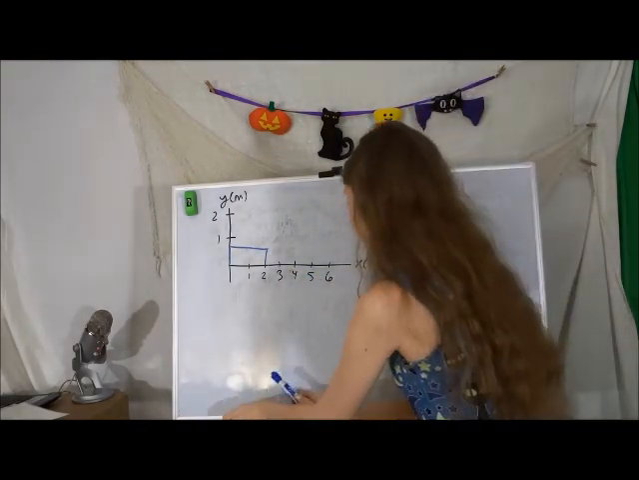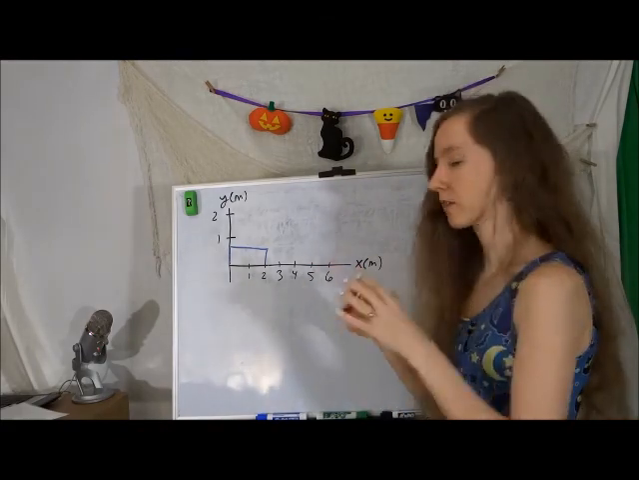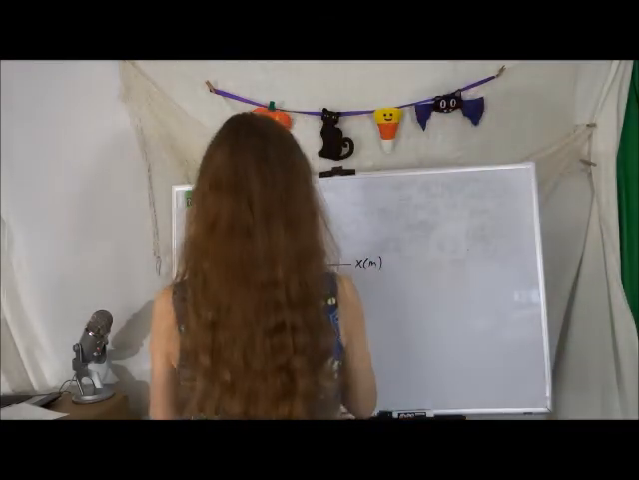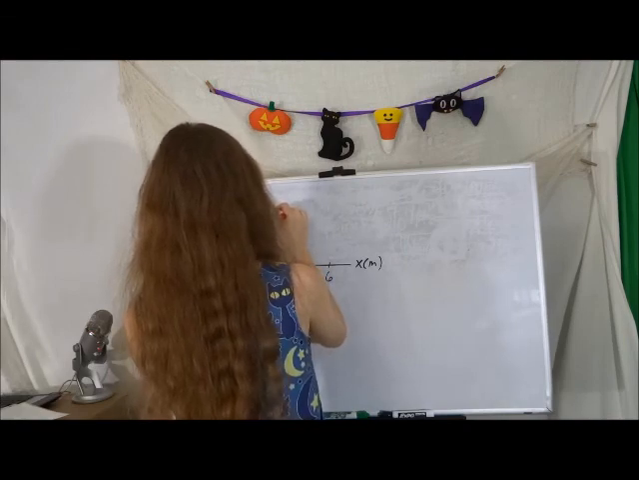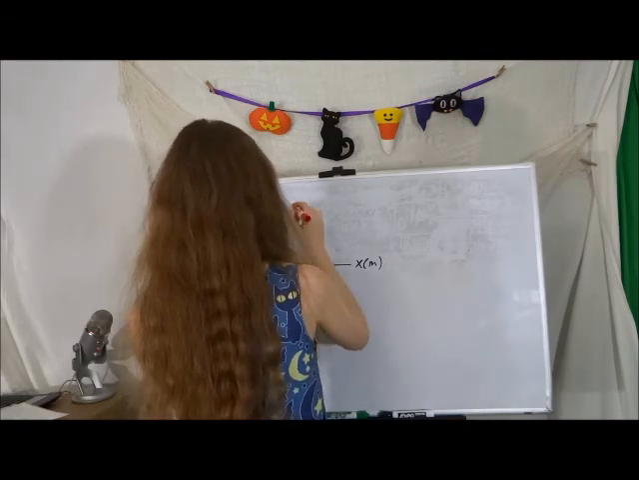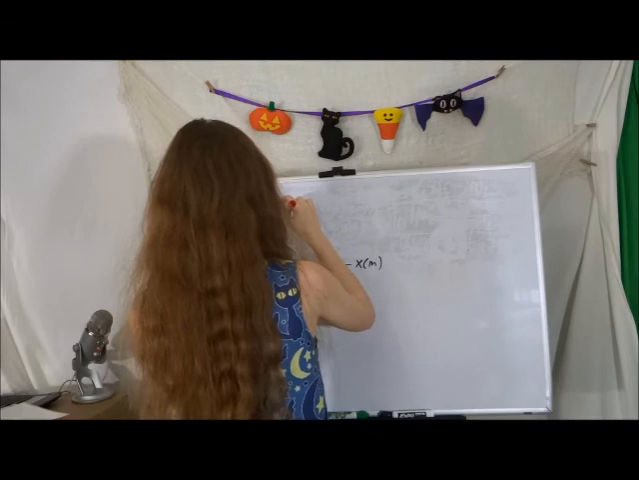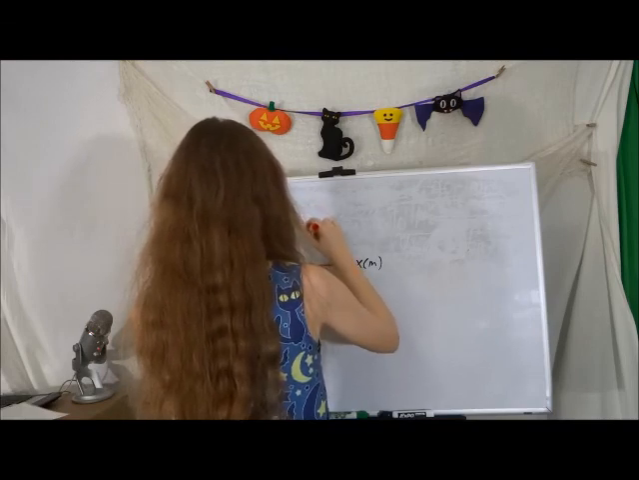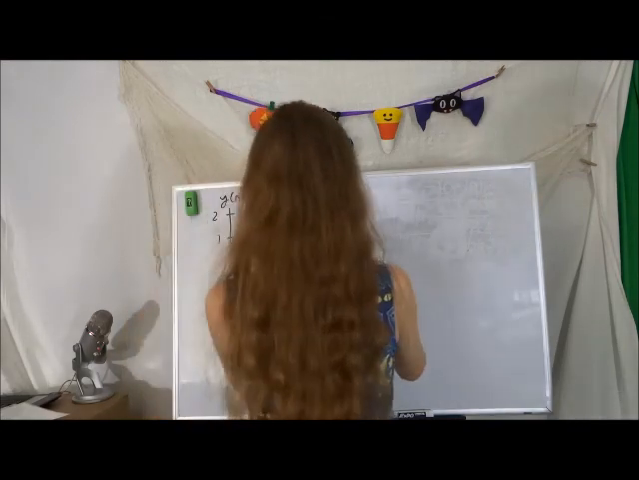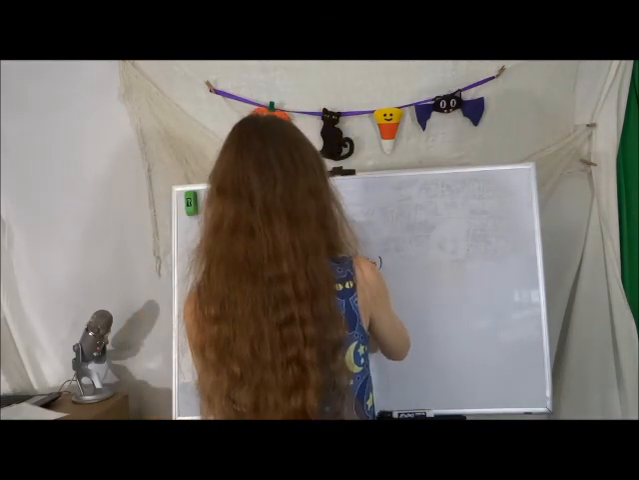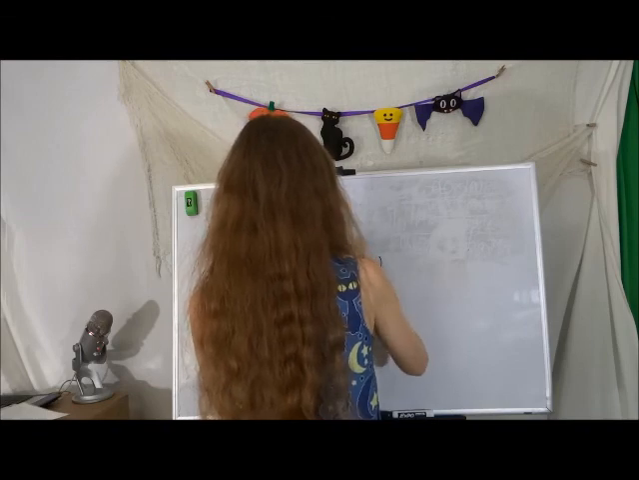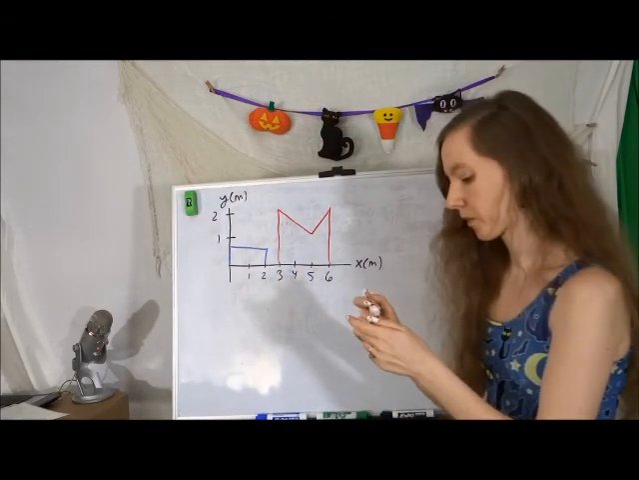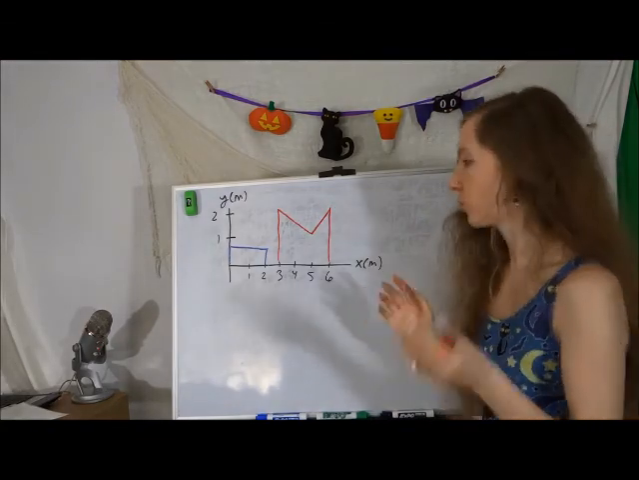Now our second wave is going to be funnily shaped. It's going to look like this. It's going to start over here at 3 meters. It's going to have an amplitude of 2 meters. And then it comes down like this, drops down to 1 meter, and then it goes at 5, and then it goes back up to 2 meters, and then it drops back down. So those are our two waves.